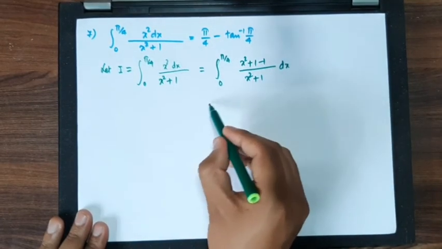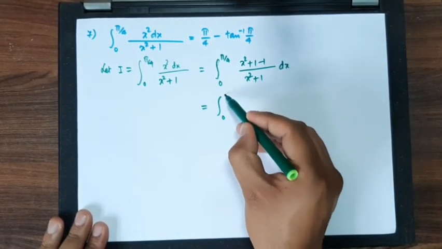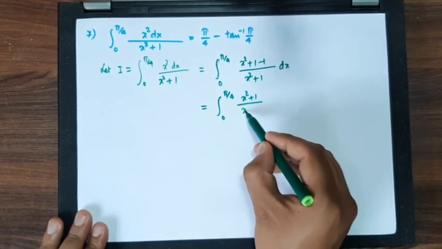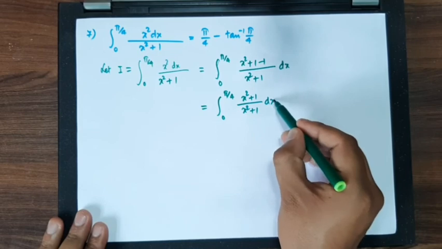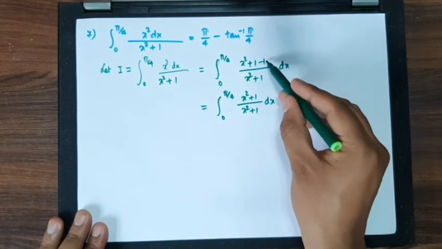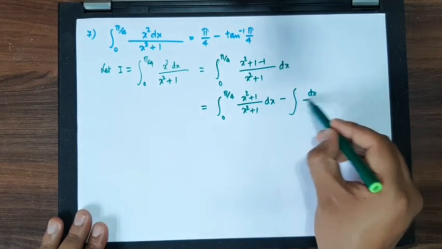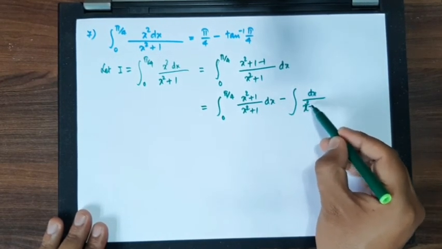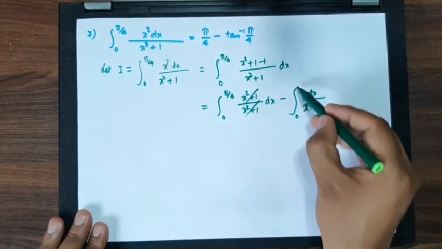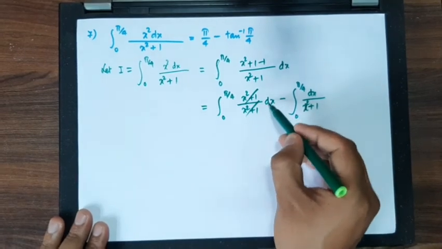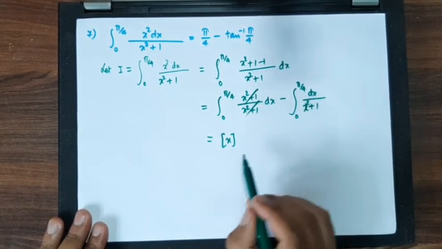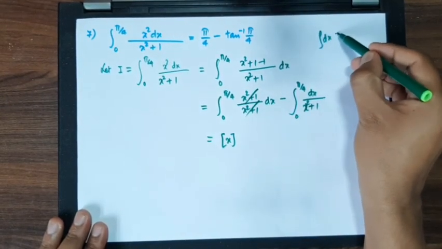So let me write it this way. From 0 to pi by 4, this can be written as x square plus 1 by x square plus 1 dx, minus, so this minus is kept here, 1 dx, that is dx by x square plus 1. Is that clear? So this and this get cancelled. So here we have only dx left. So the integral of dx will be how much? It will be only x, right? We know that the integral of dx is x.